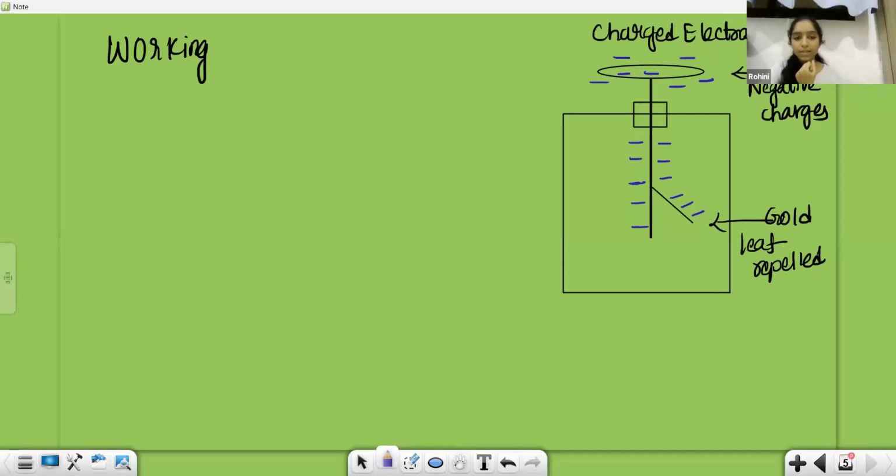Ma'am, in place of the brass rod, can any other metal also be used? No, a brass rod is used. Brass is not a metal. Ma'am, it is an alloy. Yes, which has copper and zinc in it.